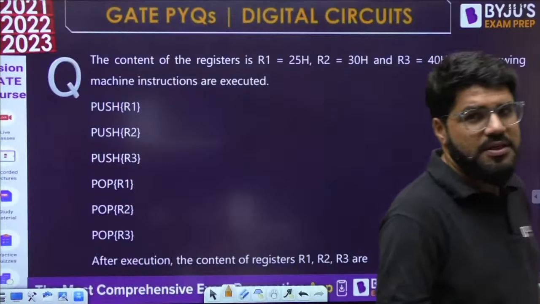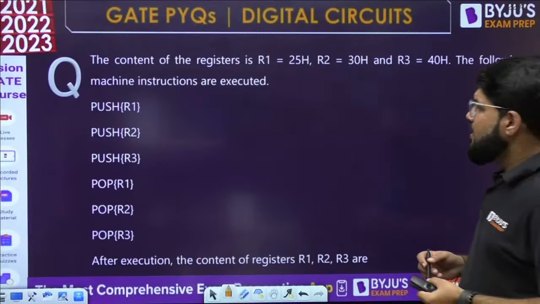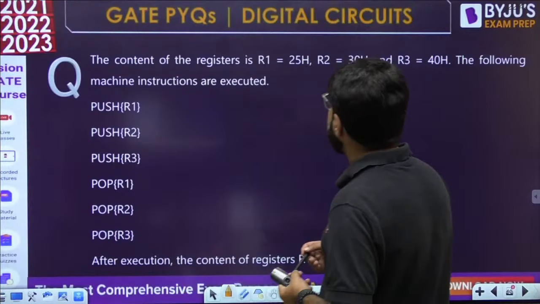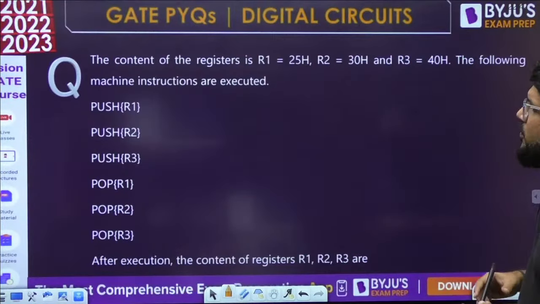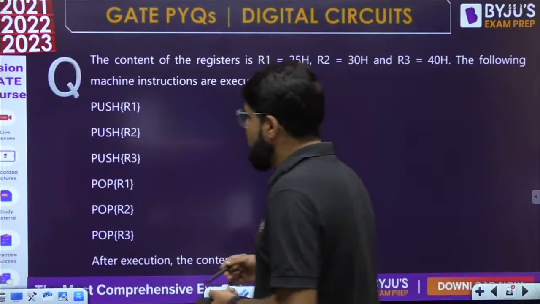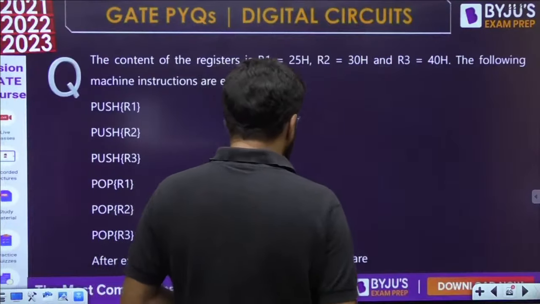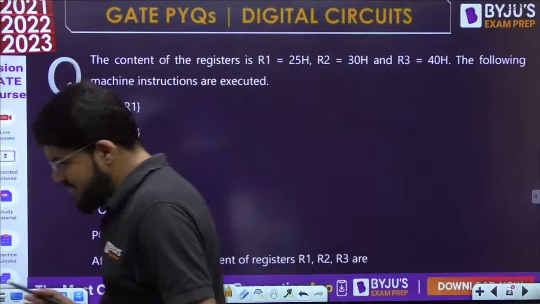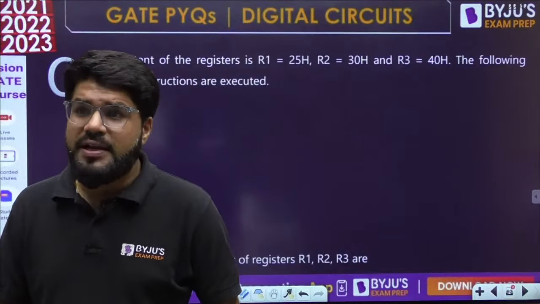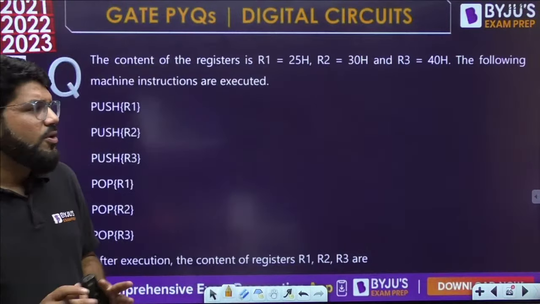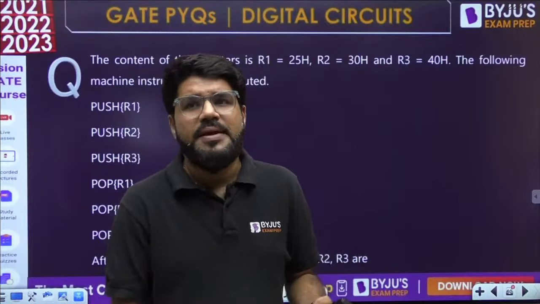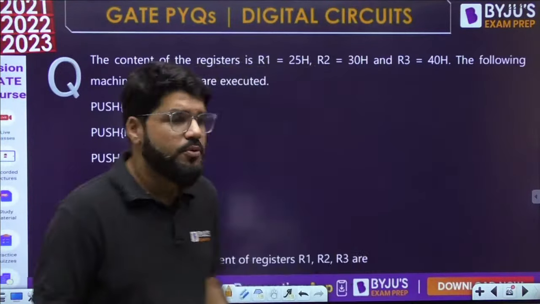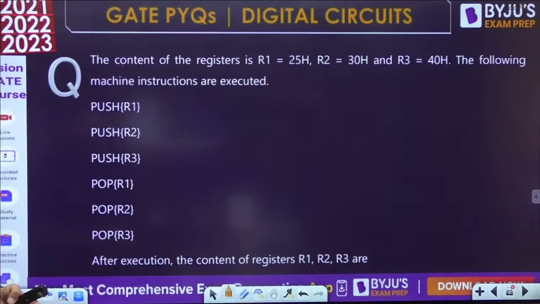Chalte hain next question ki taraf. The contents of the registers are 25H, 30H and 40H. Three registers are given. The following machine instructions are executed. After the execution, what are the contents of the registers? It's a COA question. Although they have removed microprocessor and microcontroller, this can be taken under COA definitely. It's the computer organization and architecture part.